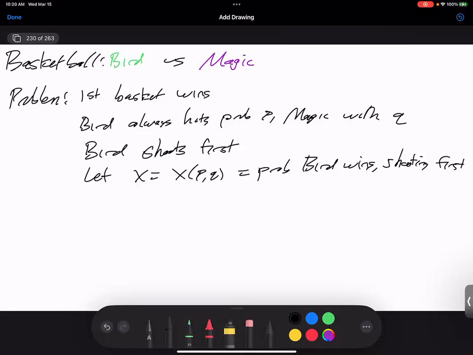X is the probability bird wins. What if Y equals the probability bird wins shooting second? Can you think of any relationship between them? Is there a simple relationship or is it a complicated relationship?